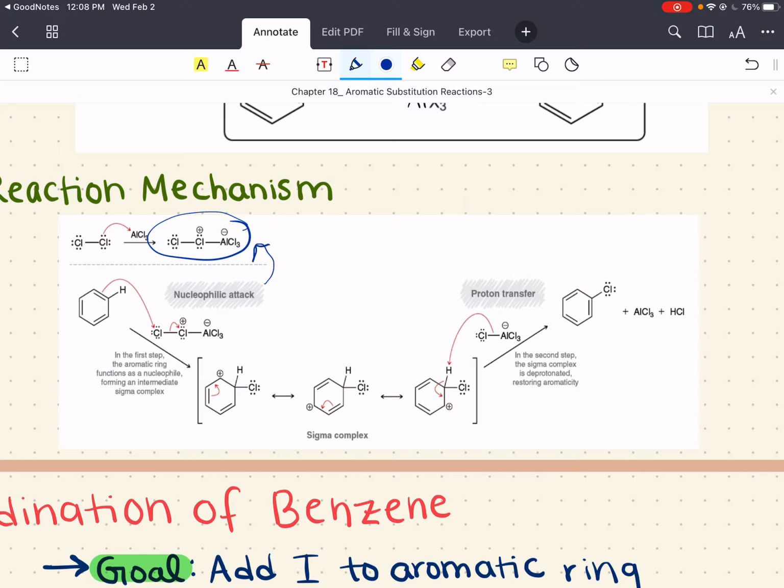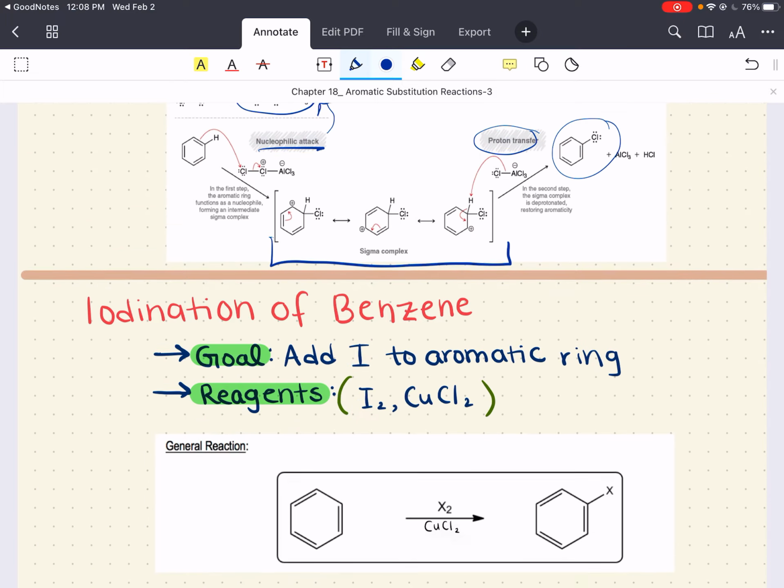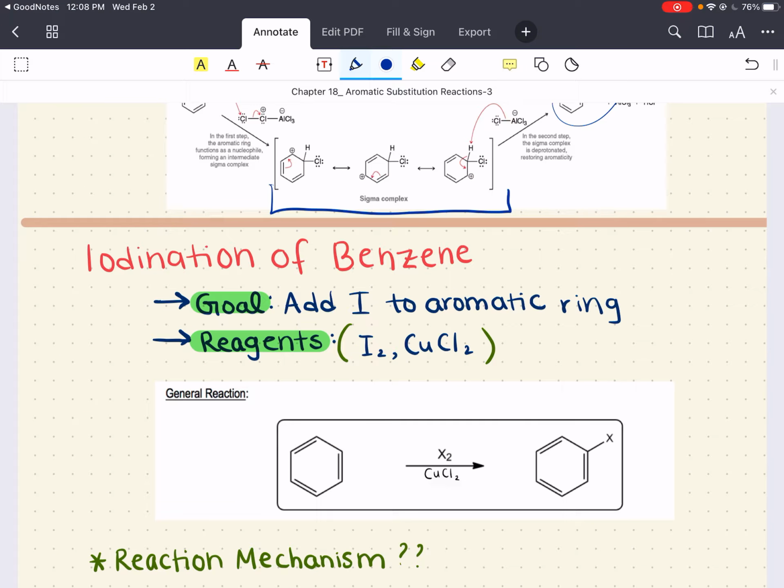Of course, again, our first step is a nucleophilic attack. We form this sigma complex intermediate. All right, and with our last step of a proton transfer, the sigma complex is deprotonated, and we restore aromaticity in our final product. Again, iodination of our benzene ring, where we want to add iodine to our aromatic ring, is also very similar to bromination and chlorination. The reagent we use here is listed.